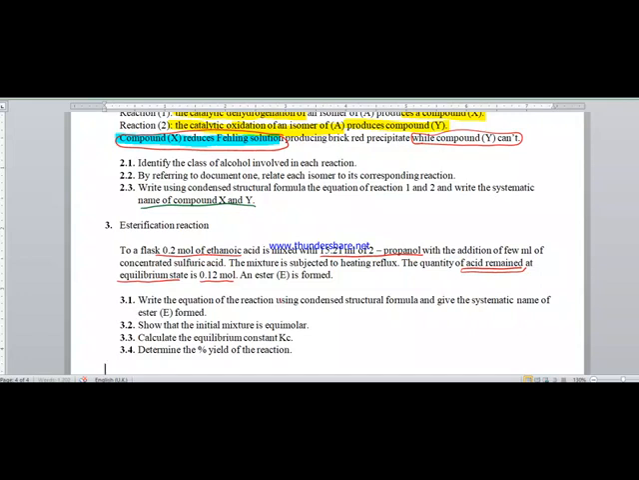I need to write the condensed structural formula. Ethanoic acid is CH3COOH and 2-propanol is CH3CHOHCH3. I must always write it as a reversible equation; if it is written in only one direction, it gets 0 in the exam. The ester CH3COOCH(CH3)2 is written, plus the other product, water. This is the esterification reaction.